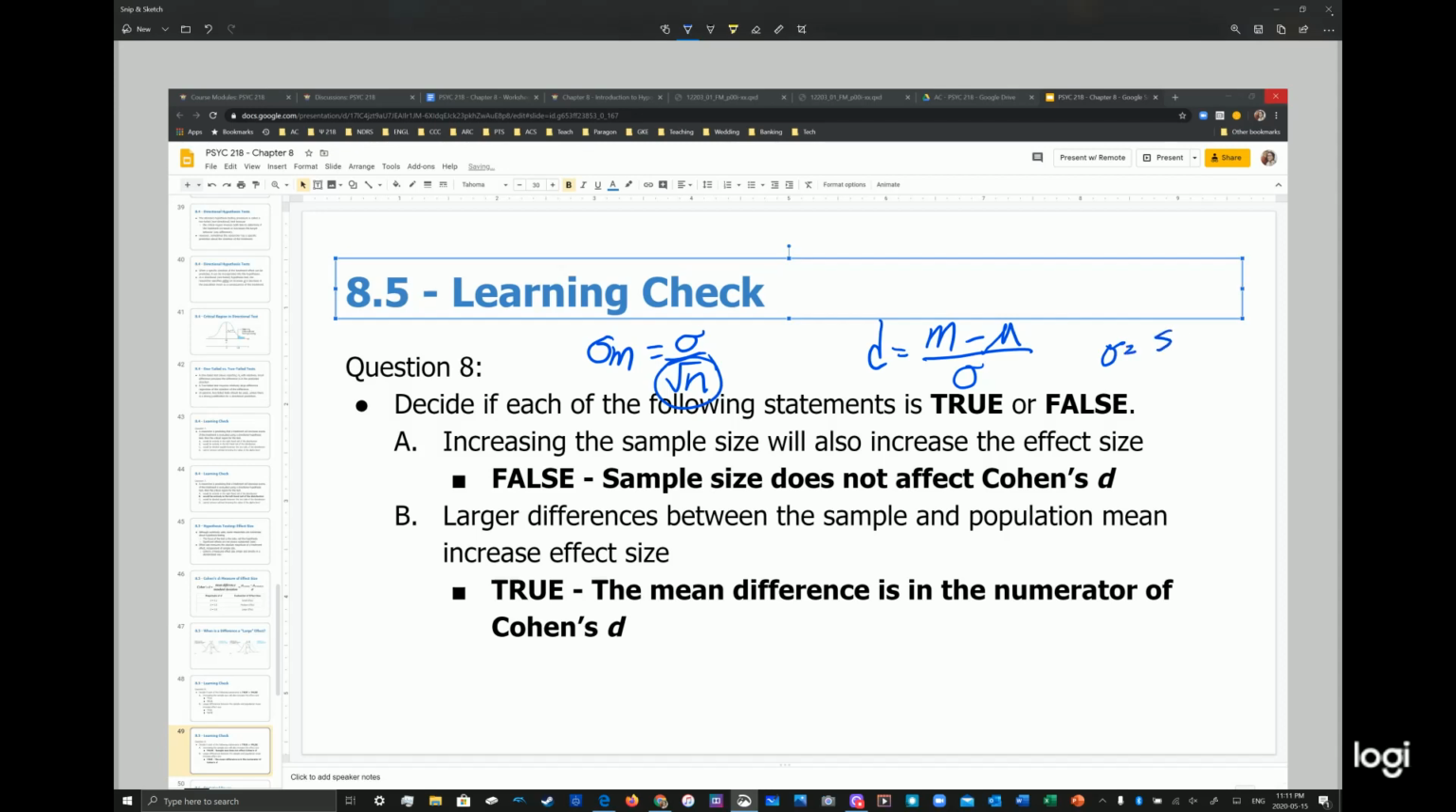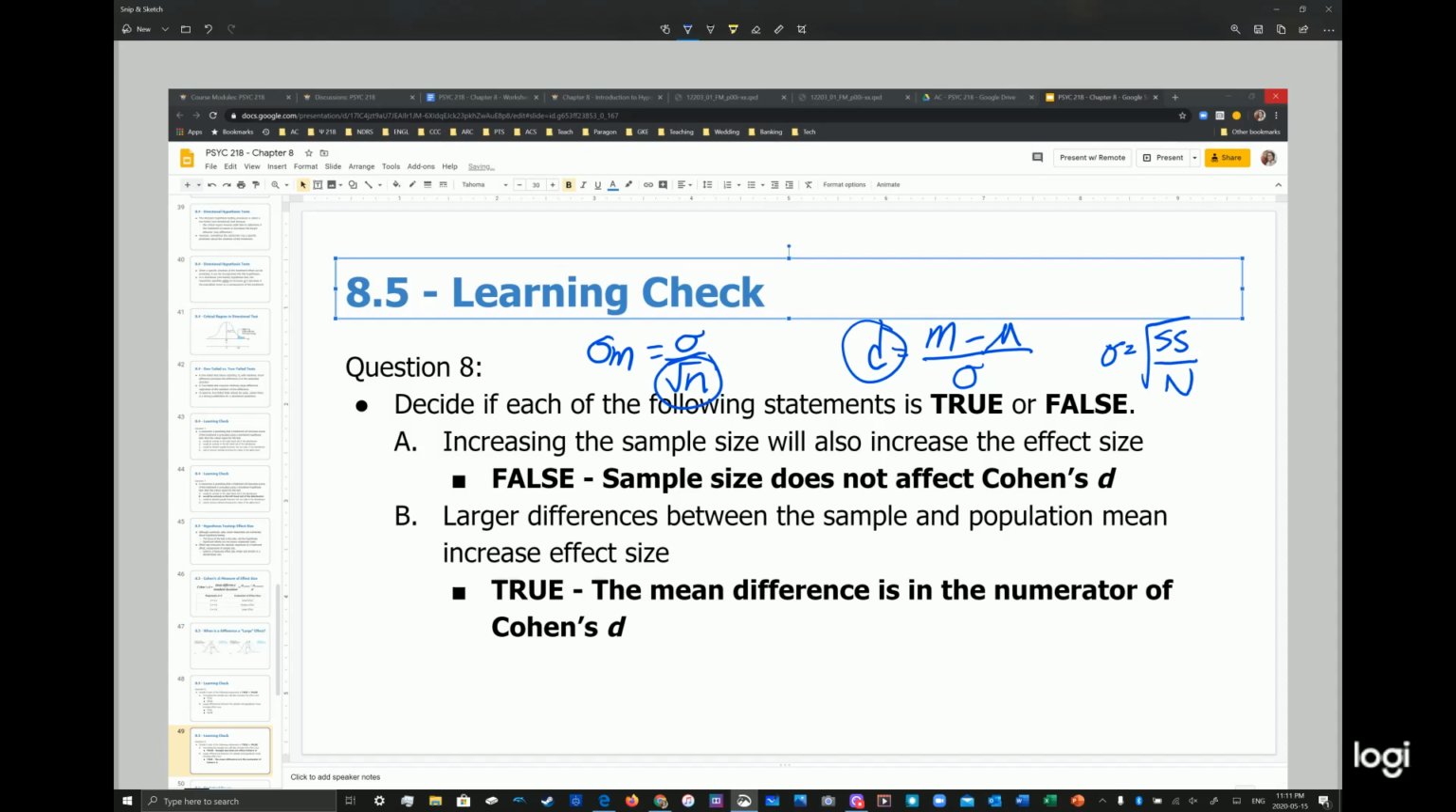So you would have the sum of squares, and that's the whole population, which somehow we're given, divided by big N. And this big N here is not the sample size. Notice sample size has lowercase n. Population size has capital N. So Cohen's d is not affected by the sample size at all. It does affect standard error though.